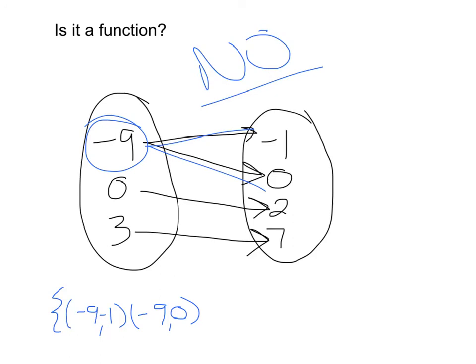Okay, so with mapping diagrams, you're going to look for 2 lines coming off of a number. With graphs, you're going to use the vertical line test, and with a set of points, your x value is going to repeat. Alright, and that is how you tell whether something is a function or not.